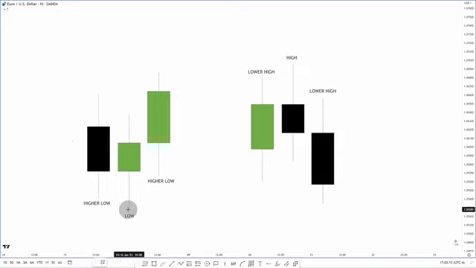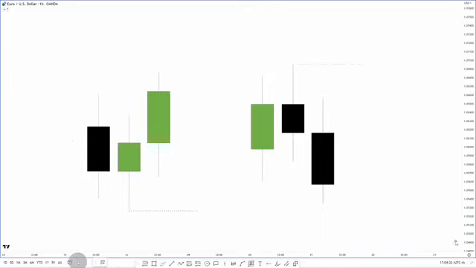So over here we have a swing low, and how do we determine if we have a swing low? Well, we have a low right here with a higher low to the left and a higher low to the right, and that makes this a swing low. Similarly, over here we have a high with a lower high on the left and a lower high on the right. That makes this a swing high.